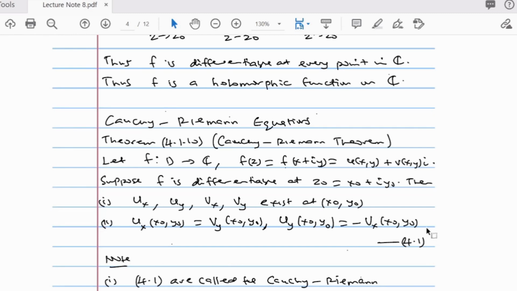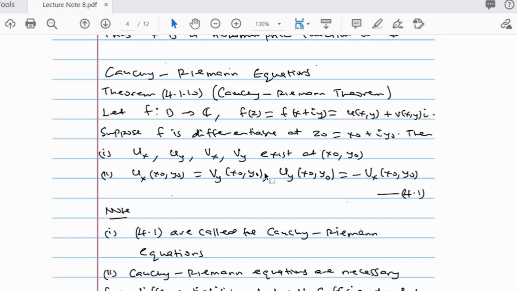So if I give you a complex function, I can ask you to check whether the function satisfies the Cauchy-Riemann equation or not. F of z is differentiable if the first condition holds, which means it has all its first partial derivatives, and second, it satisfies the Cauchy-Riemann equation. As I've said, 4.1 is what I call the Cauchy-Riemann equation.